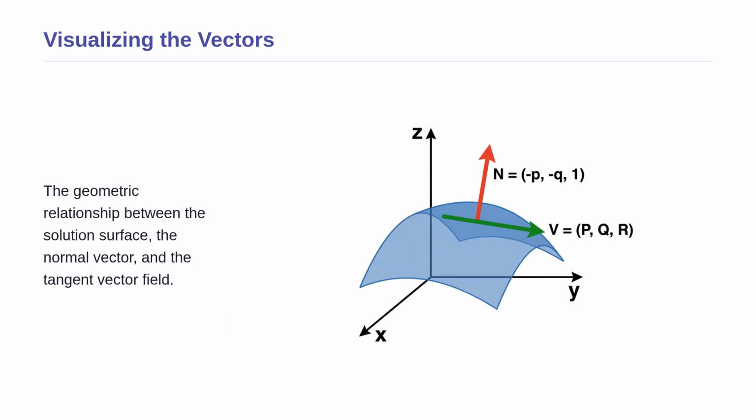Let us visualize everything we have built so far. Here, you can see our curved solution surface in three-dimensional space. At a specific point on this surface, we have two distinct arrows. The arrow lying flat against the curve is our tangent vector, representing the wind direction dictated by the equation. The arrow pointing straight up and away is our normal vector, like a flagpole standing on the surface. Because one lies flat and the other points straight away, they must form a perfect 90-degree right angle. This geometric fact is the key to solving these equations.